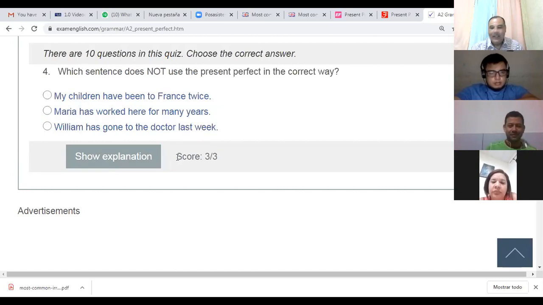Very good. Now you can do these exercises to practice. And why is it good? Because you memorize the past participle of the verbs. You don't have to go like this: be, was, were, been. But this is an easier way to learn and memorize the verbs. Okay, Ninive, which sentence does not use the present perfect in the correct way?